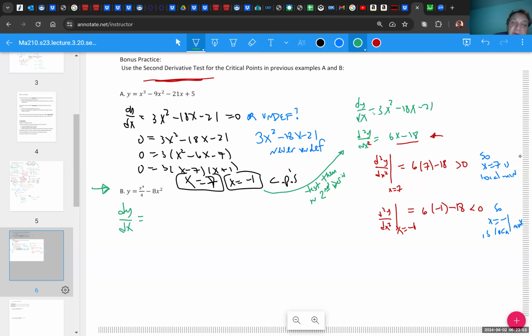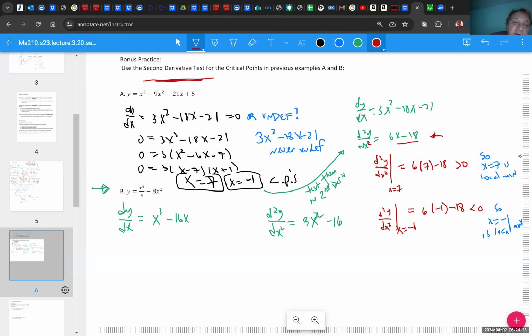First derivative is going to be x to the 3rd minus 16x. And we're going to find the second derivative. We'll do the second derivative right now just because it's on my mind. So the derivative of x cubed is 3x squared, and the derivative of 16x is minus 16. All right, so that is the first and second derivative.